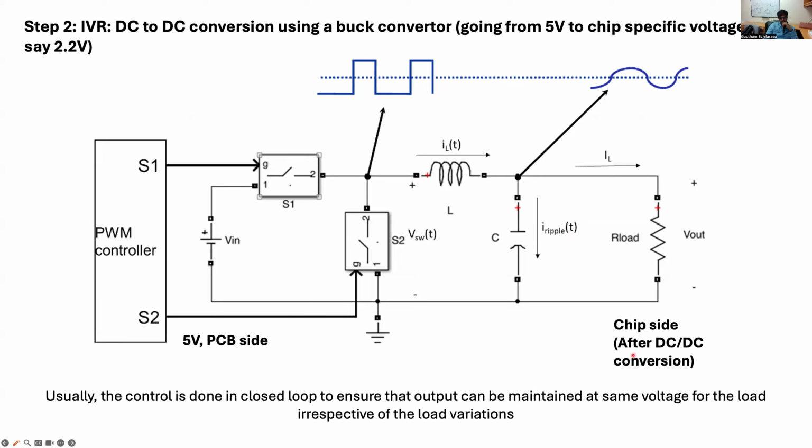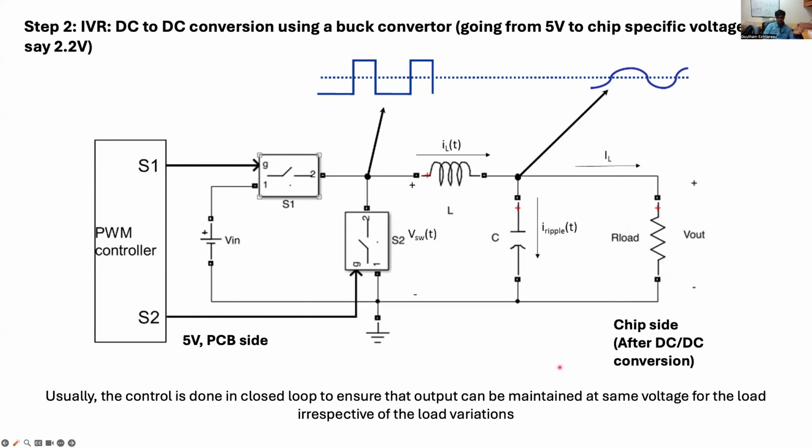The buck converter is typically a closed loop system. The switching of S1 and S2 is controlled by some PWM controller, which in turn is controlled by an error signal generated by comparing the output voltage at the load to some internal reference voltage.